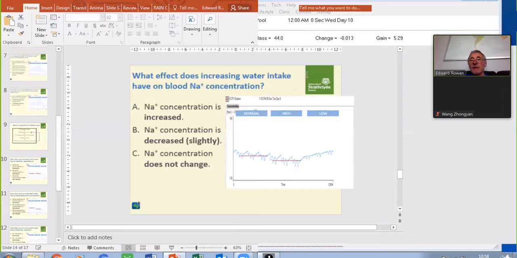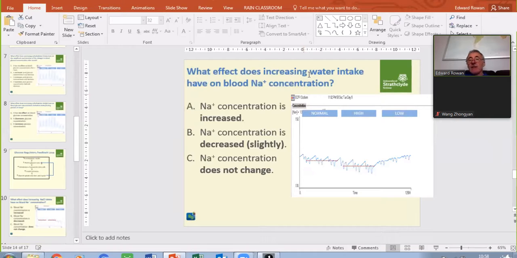So what effect does increasing water intake have on blood sodium concentration? This is the kind of strange thing: high water results in loss of sodium, loss of salt in fact, because you invariably carry salt with the water. And the other thing is that because you're taking lots of water, there's a potential for a dilution effect on blood sodium concentration.